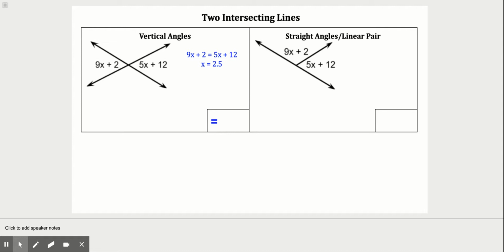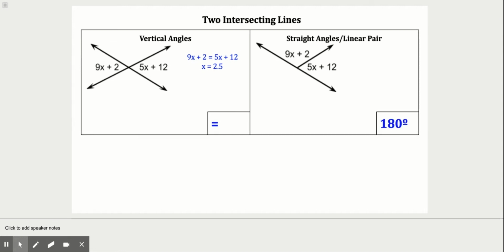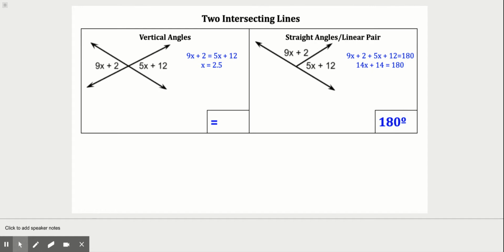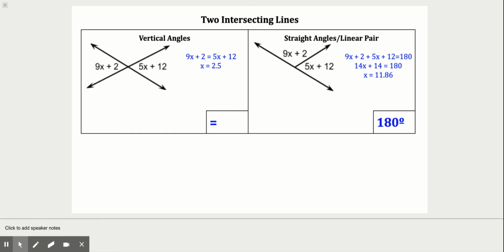Straight angles or linear pairs, on the other hand, add up to be 180 degrees. They are an example of supplementary angles. So to set up an equation for this, I would do 9x plus 2 plus 5x plus 12 equals 180. It's probably best to combine like terms to make it 14x plus 14 equals 180. And then from there, you can solve for x and get 11.86.